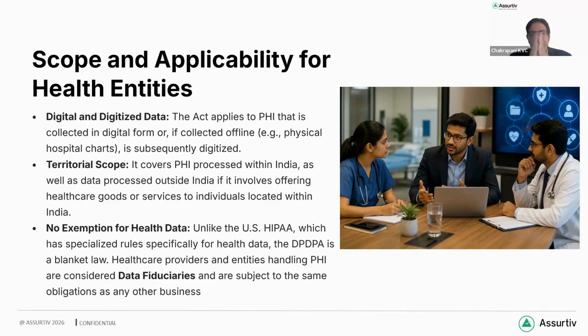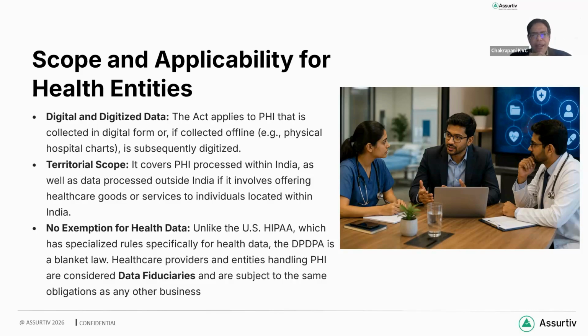And next, territorial scope. You may have a doubt: is it covering only PHI processed within India? Yes, it is applicable to all the firms where digital personal data is being collected. It covers PHI processed within India as well as data processed outside India if it involves healthcare goods or healthcare services to individuals located within India.